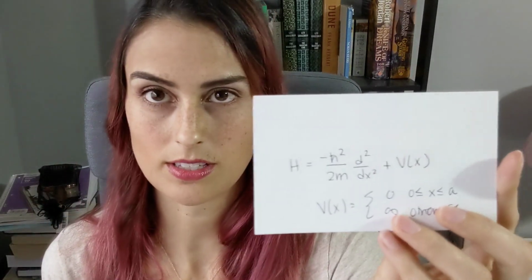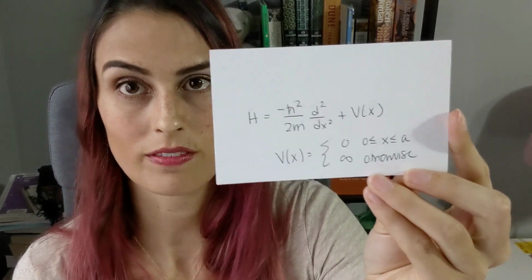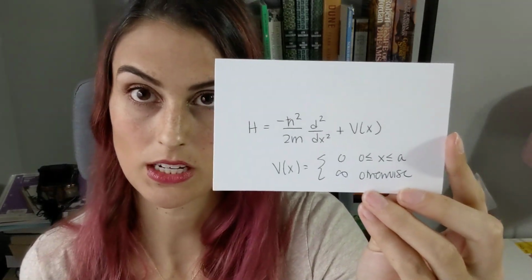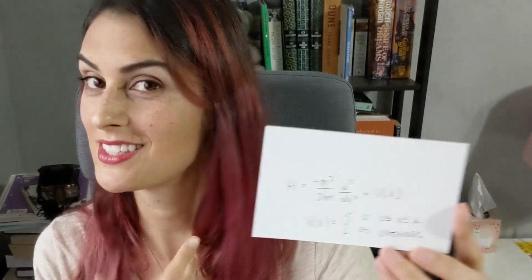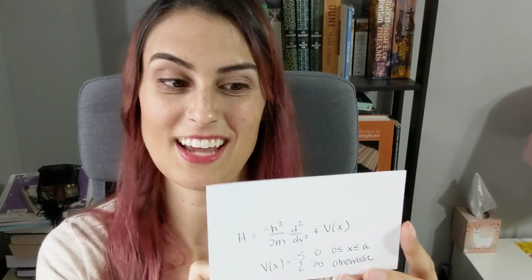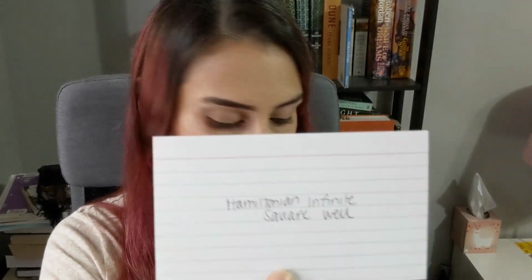Okay, here's another Hamiltonian to recognize. So this is H equals negative h bar squared over 2m second derivative with respect to x plus V of x, where V of x is equal to 0 between 0 and a, and otherwise is equal to infinity. So this, hopefully you recognize, is the Hamiltonian for an infinite square well as opposed to a finite square well, where V of x is finite.